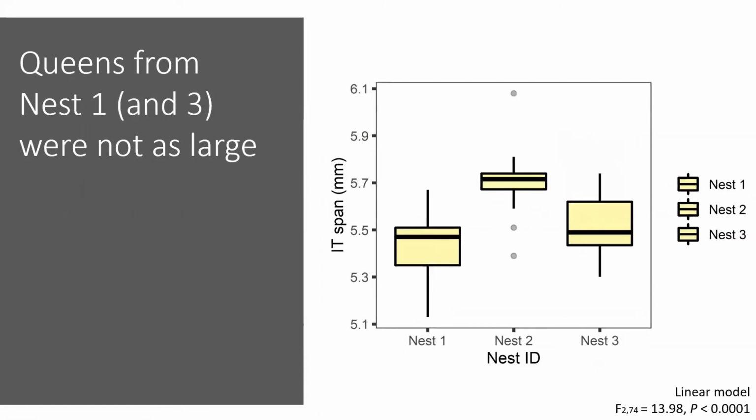These differences may have also arisen because of differences seen within the queens themselves. Queens at nest site number 1 were smaller than the queens that we observed at nest site number 2. Here we have the intertegular span on the y-axis. And as you can see, there was a difference between the body size of queens at these different nest sites. We didn't see much of a difference between body size at nest site number 1 and nest site number 3.